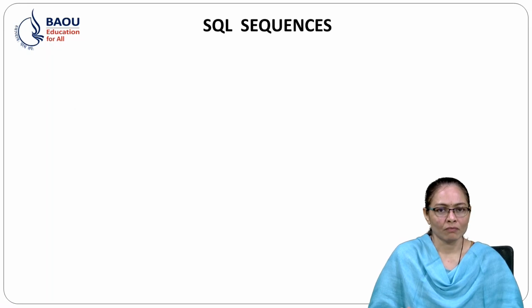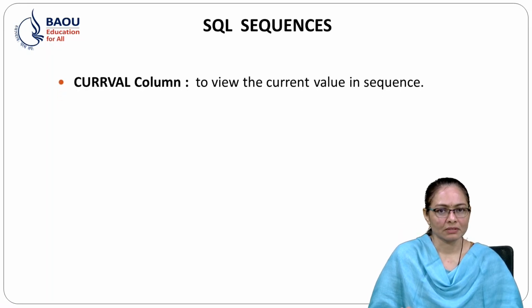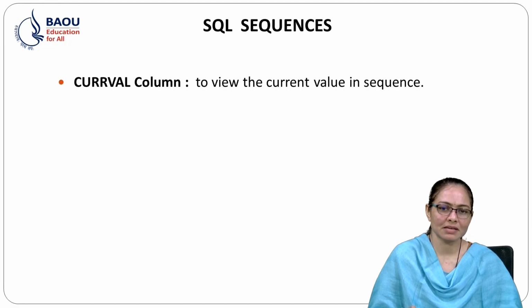Now, what is the use of cur_val, meaning current value? Once the sequence is created, SQL can be used to view the current value in a sequence. Then the cur_val pseudo column is used. It is used to view the current value in a sequence which is generated by the sequence.